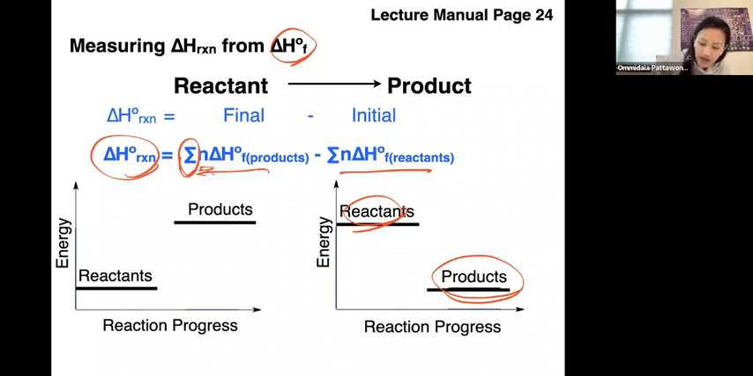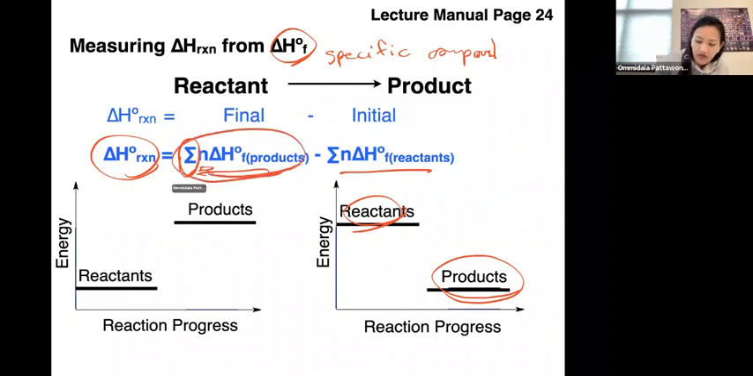Remember that the HF is for a specific compound, as we looked at earlier. If several compounds are part of the product, you add all of that together, so you get the summation of the HF of the products. Same thing for the reactants as well, right? And then you take the difference between those two.